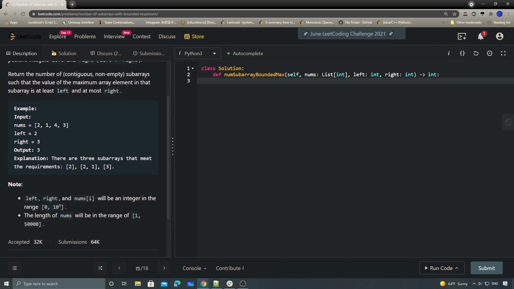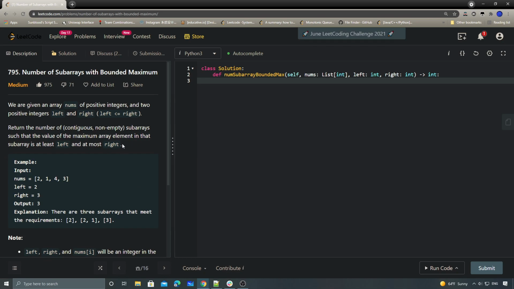So for example, we have 2, 1, 4, 3. The answer is 3 because in total we have 3 subarrays whose maximum is between 2 and 3. So we only have these 3 subarrays. That's why the answer is 3. Okay, and some basic constraints: the length is up to 50,000.